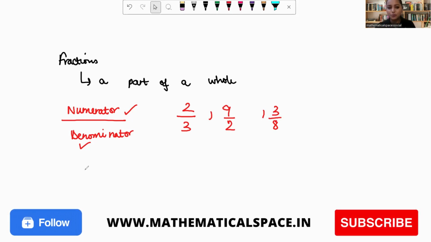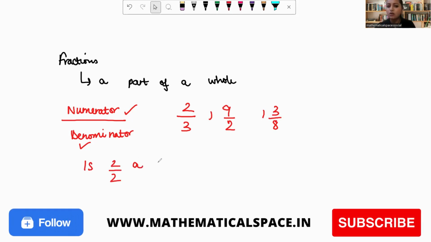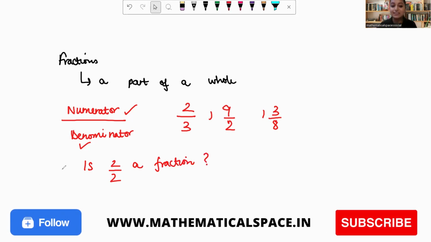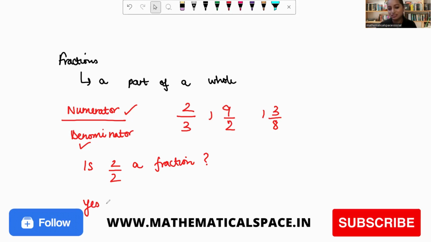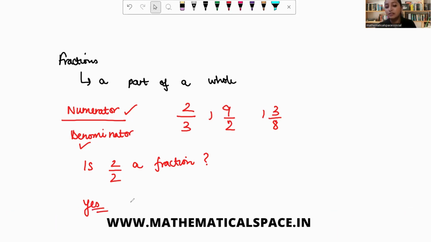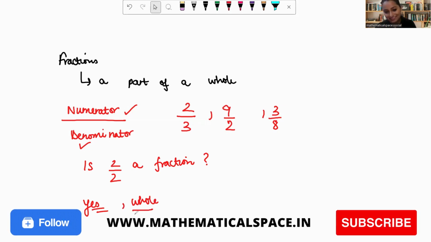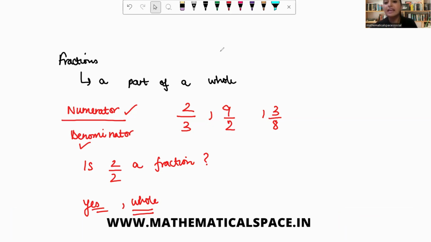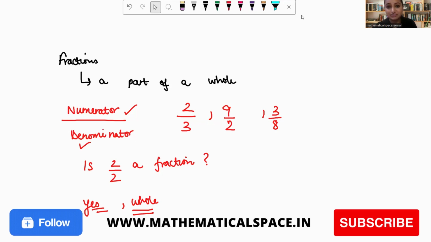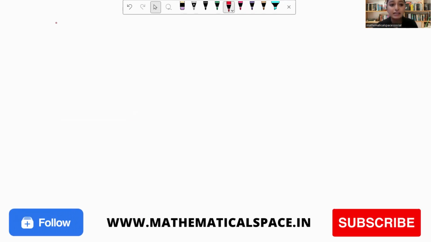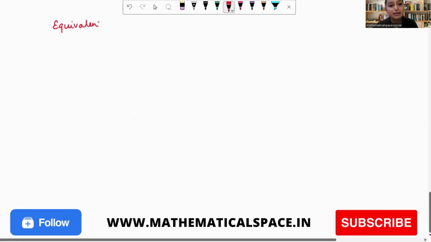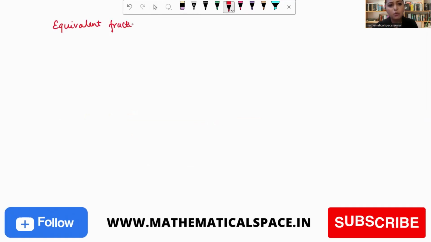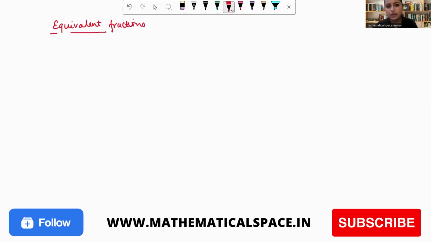Okay, question for you. Is 2 by 2 a fraction? Yes, 2 by 2 is also a fraction. And what does it denote? It denotes whole. All right. I hope that's clear to everyone. Now, let's discuss the next thing, which is equivalent fractions. What is the next topic? Equivalent fractions. What is the meaning of equivalent?